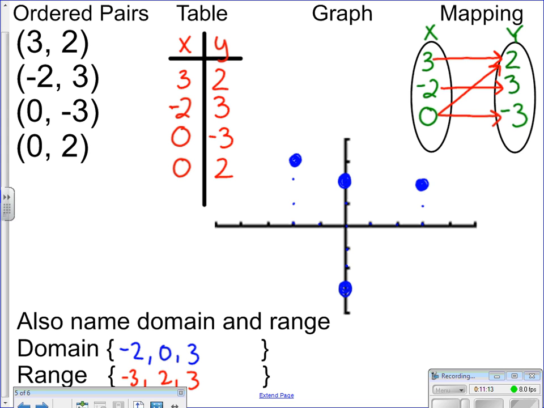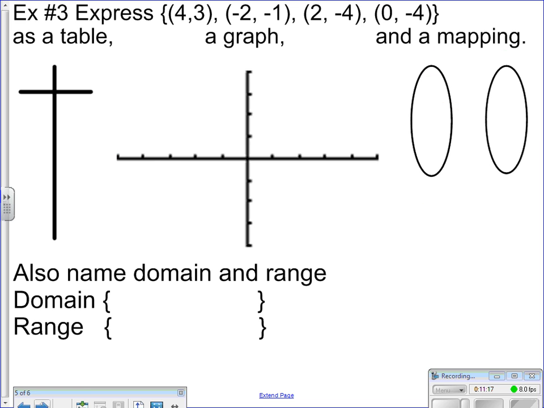All right, the final slide I think is going to ask you to do what we just talked about here on this slide. Above are the ordered pairs. You're asked to write a table, a graph, a mapping, and then write the domain and the range. So you should pause here to try to do this example.